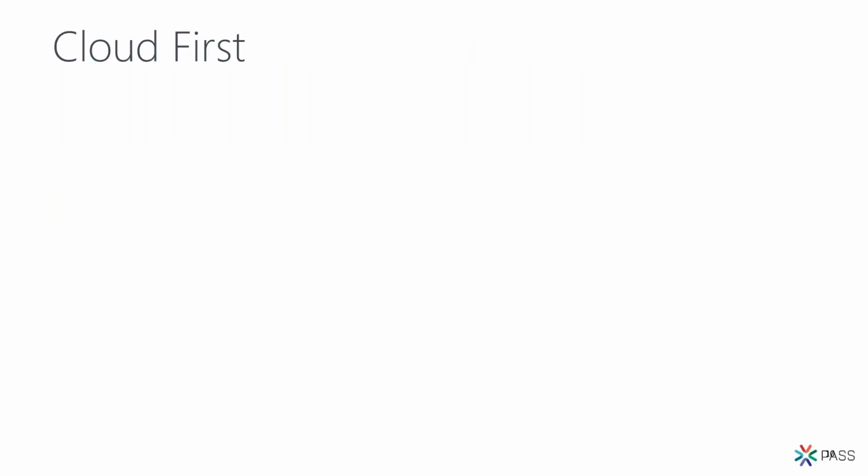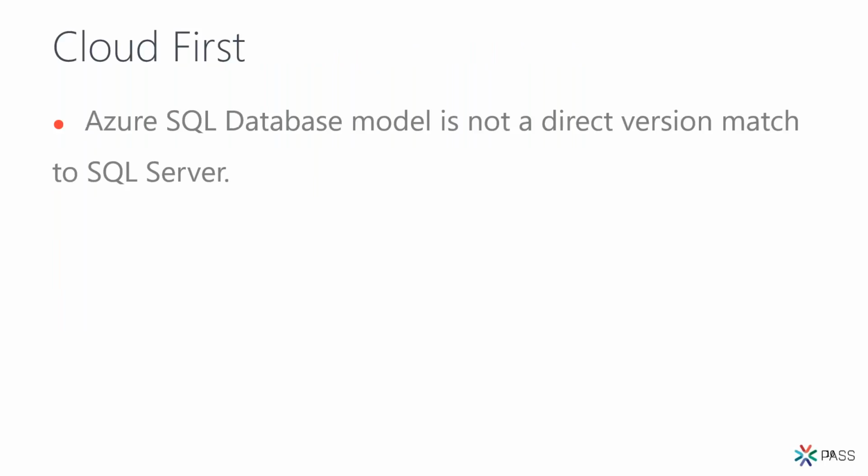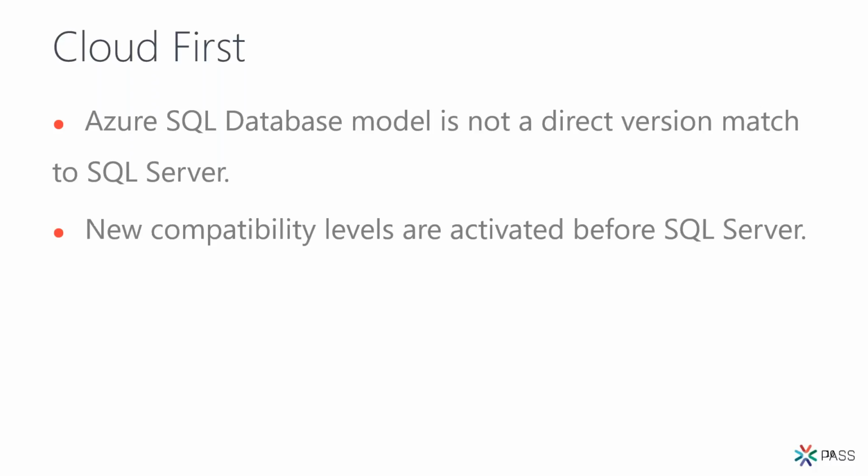All right, so let's talk about what it means when we're saying that they're all cloud first, right? So Azure SQL DB is not a direct version that compares to SQL, right? It's not like you can say Azure SQL Database under the covers is just SQL Server 2017 CU1 or something like that. It doesn't really have a one-to-one exact map to SQL Server, right? Another advantage of the cloud first model, you will see new compatibility levels activated on Azure SQL DB before they are available on SQL Server.